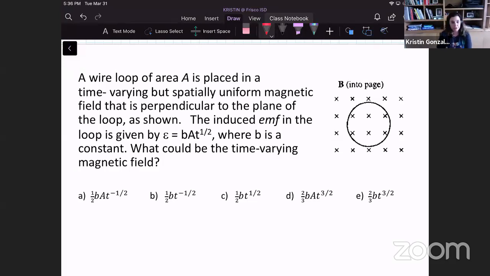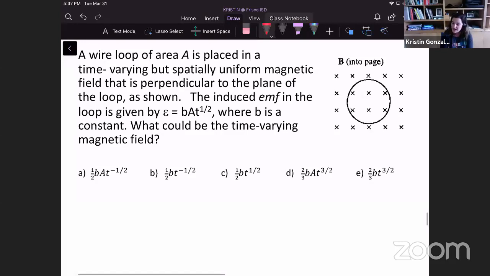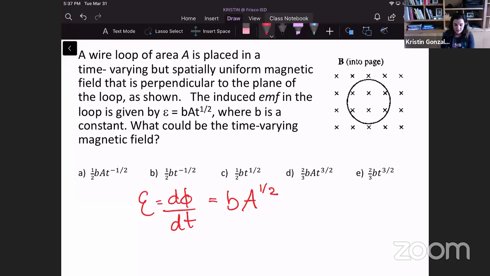So we want to look at what could be the time varying magnetic field. So we want to solve for the magnetic field and what it could be due to this changing magnetic field or the changing EMF. So if we go back, we know again that our EMF is our change in flux over our change in time. And we also know that our EMF here is equal to our B times A times t to the 1/2. Well, I still need to plug in then how we find that change in flux.